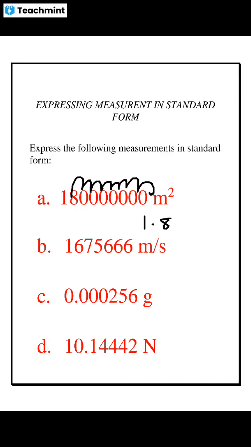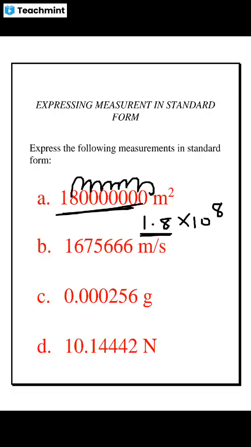1.8. Don't forget, the number must not be greater than 10. So 1.8 is not up to 10. Good. 1.8 times 10 raised to how many times do we move it? 1, 2, 3, 4, 5, 6, 7, 8. 8 times. Good. Raised to power 8. You see, this 8 is positive because this number is a big number, but I've made it smaller by making it 1.8. So the power must be positive so that I can balance it off.